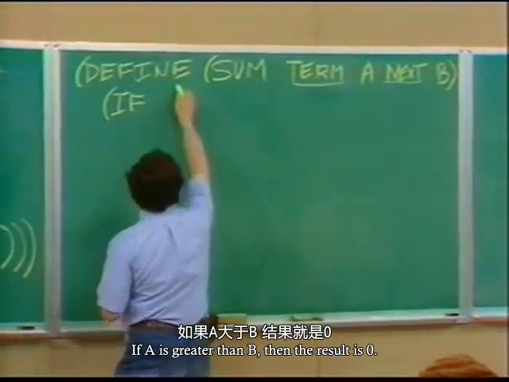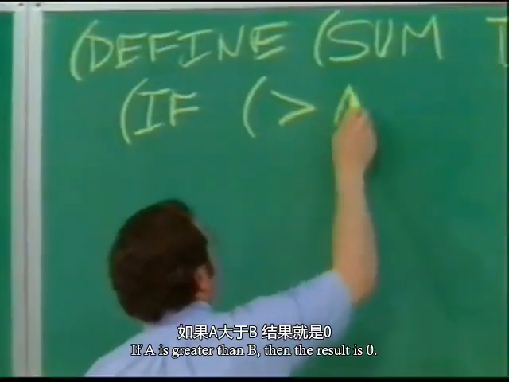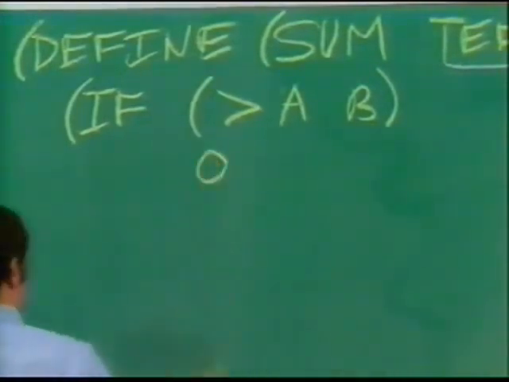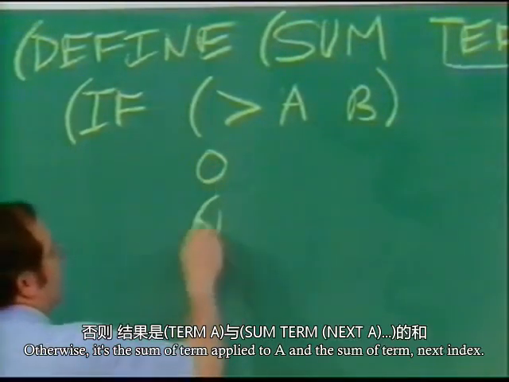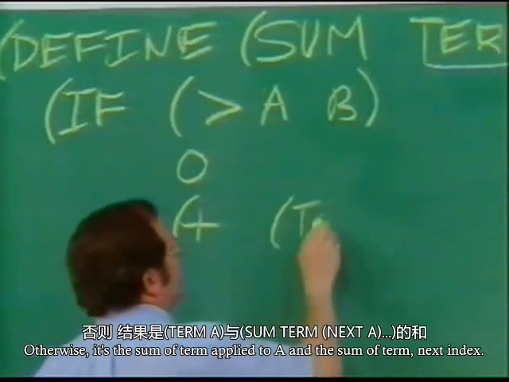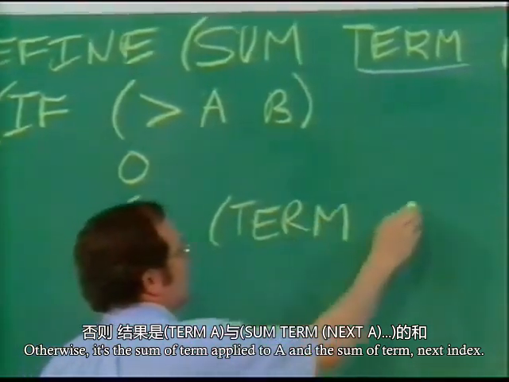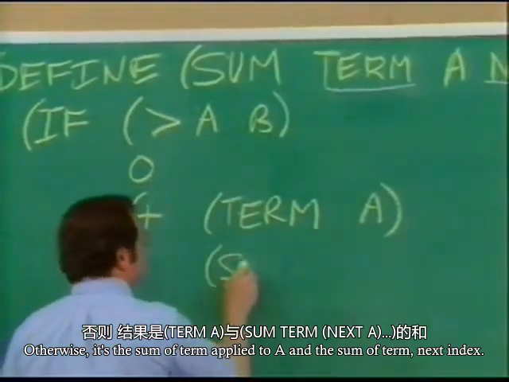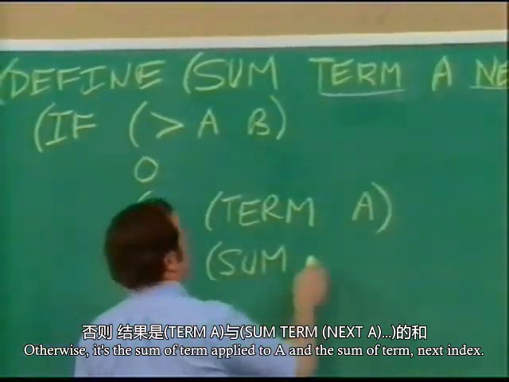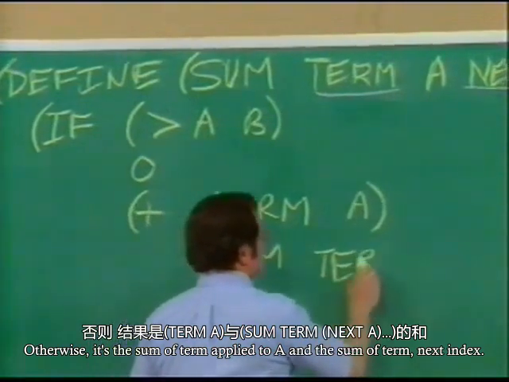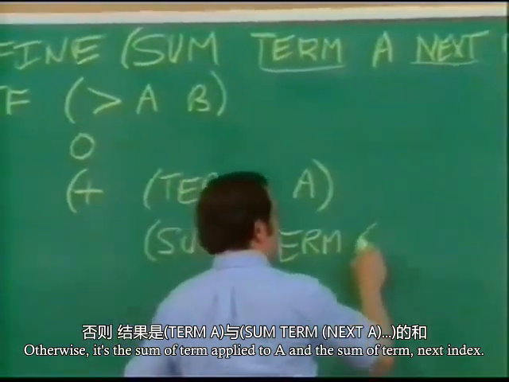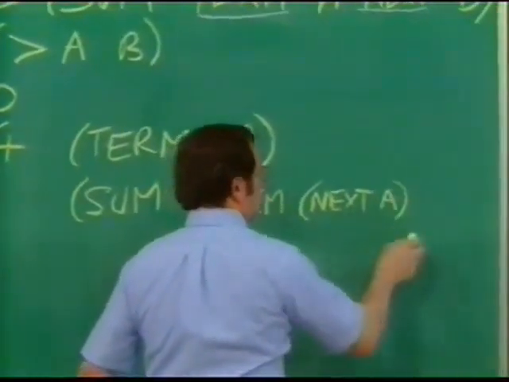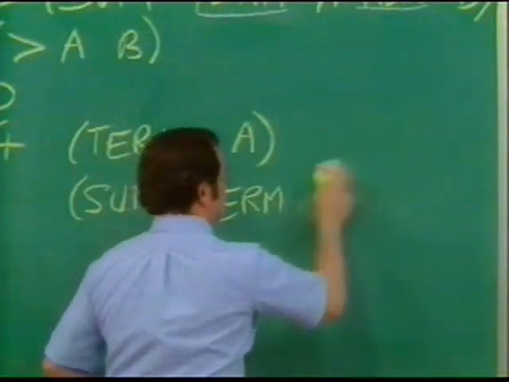If A is greater than B, then the result is 0. Otherwise, it's the sum of term applied to A and the sum of term, the next index, let me write it this way.